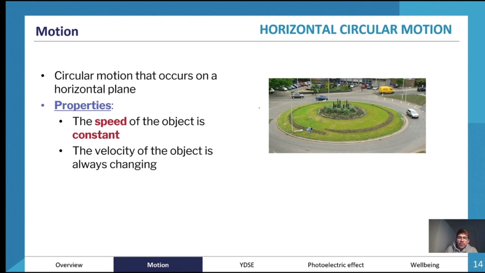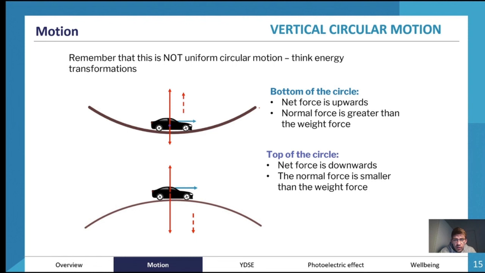Because circular motion can occur on a horizontal plane, where the speed of the object is constant and the velocity of the object is always changing. But it can also occur in a vertical plane. At the bottom of the circle, you need to understand that the normal force is greater than the weight force. That is why there's a net force going upwards, and the net force in this case represents the circular motion force, the centripetal force. And at the top of the circle, the weight force is greater than the normal force. That's why the object will still keep going in circles.